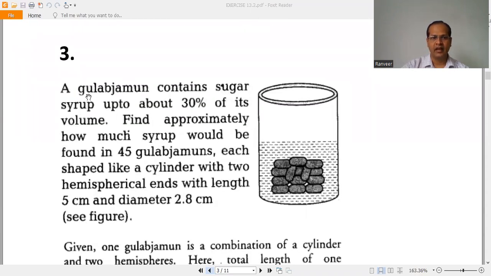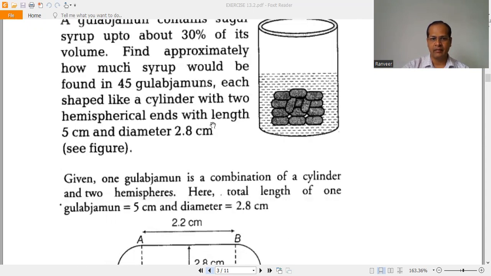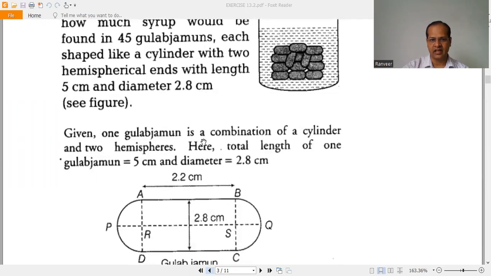Next, a gulab jamun contains sugar syrup up to about 30% of its volume. One particular gulab jamun contains 30% of syrup. It contains 30% of its volume. Find approximately how much syrup would be found in 45 gulab jamuns, each shaped like a cylinder with two hemisphere ends. The length is given as 5 centimeter and the diameter is 2.8 centimeter.